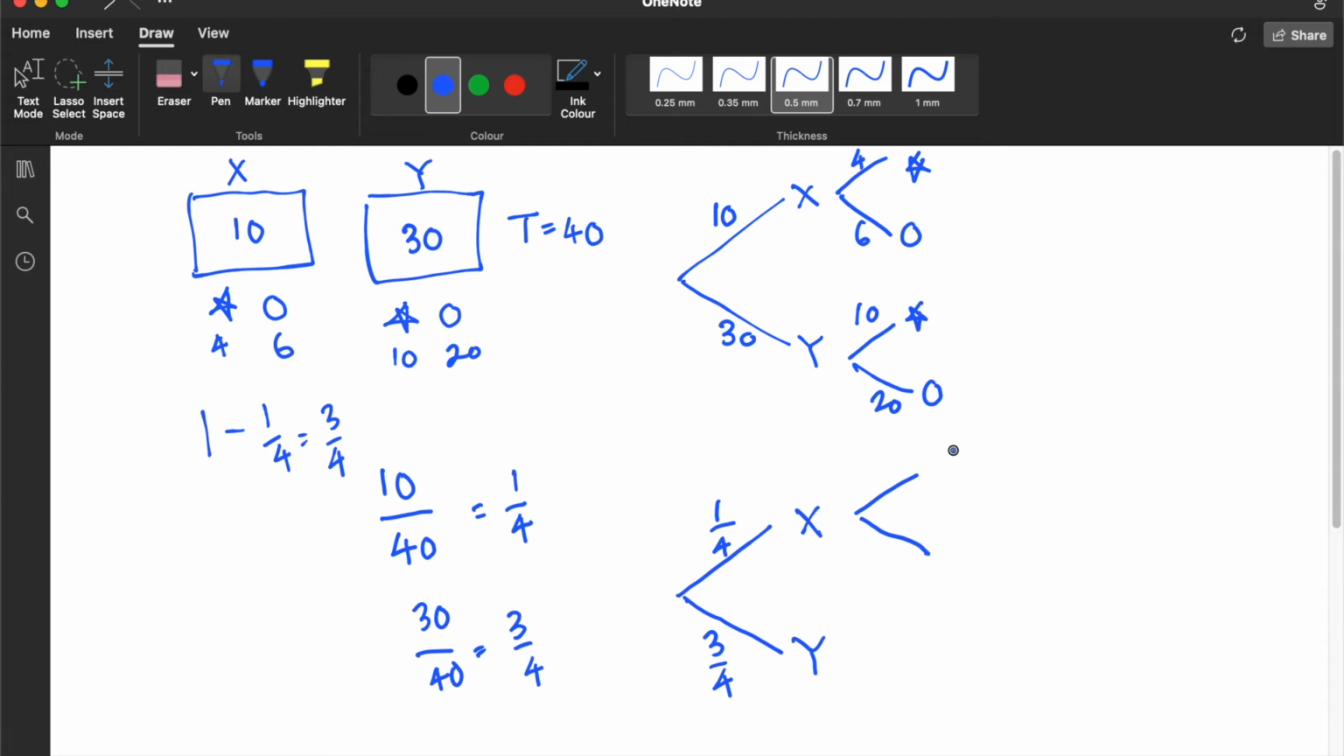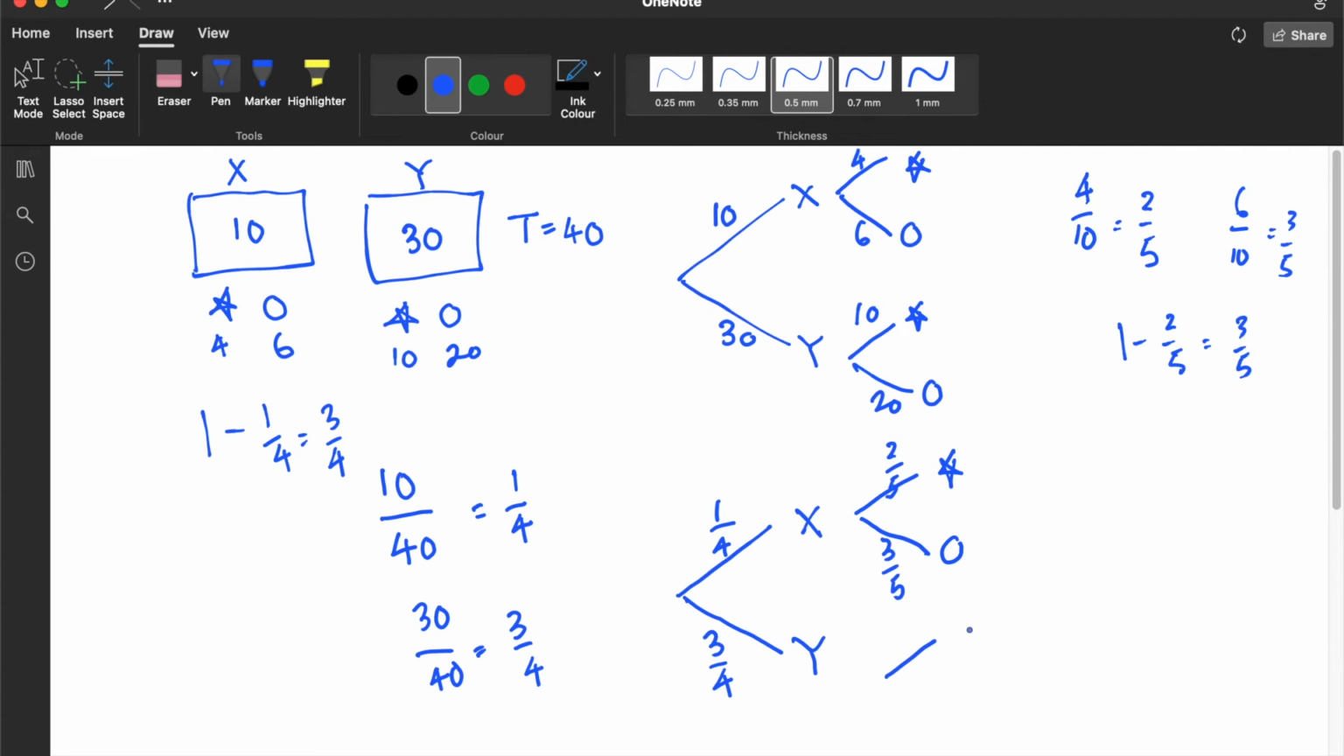I'm going to do the same here. I'm going to create another branch for the star and circle. And again, instead of using whole numbers, I'm going to use fractions. So I have 4, and the total number of shapes in box X is 10, so I'm going to take 4 over 10 as a fraction. This simplifies to 2 over 5. So I'm going to write 2 over 5 here. And as before, there are two ways of doing it. Either I can calculate 6 over 10, which is 3 over 5, or I can take 1 minus 2 over 5, which is also 3 over 5. So here the fraction is 3 over 5.